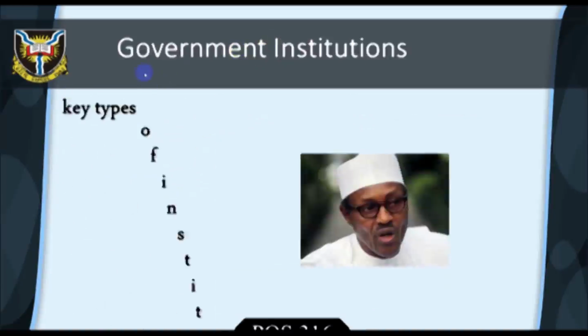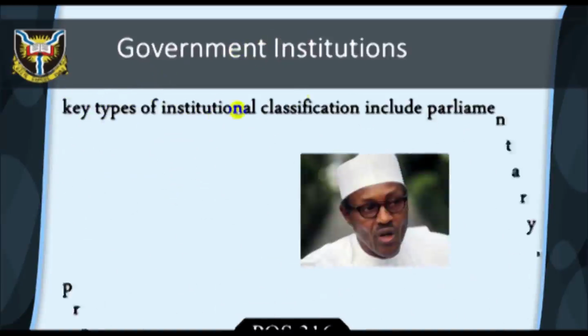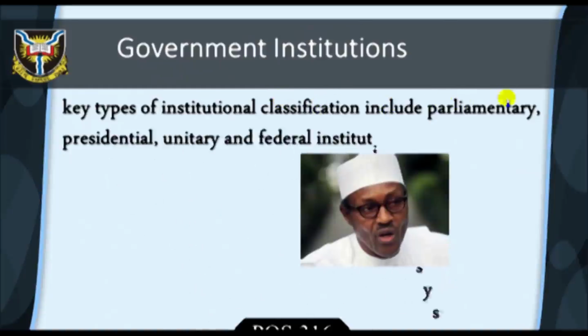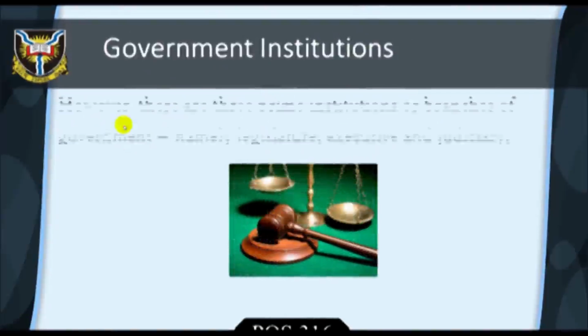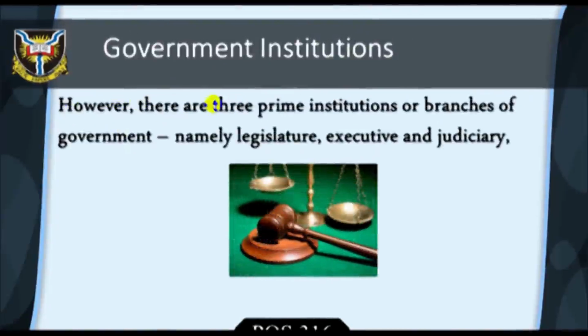Government institutions. The key types of institutional classification include parliamentary, presidential, unitary, and federal institutional systems. Meanwhile, whichever institutional form is adopted by any modern society, it is important to note that there are three prime institutions or branches of government, namely legislature, executive, and judiciary, which are concerned with different specific functions.